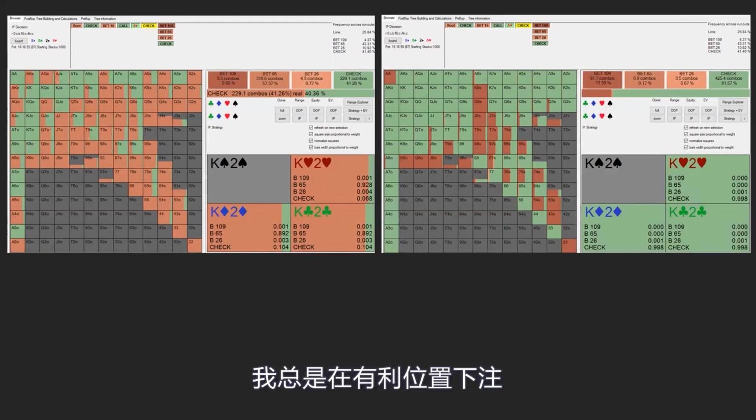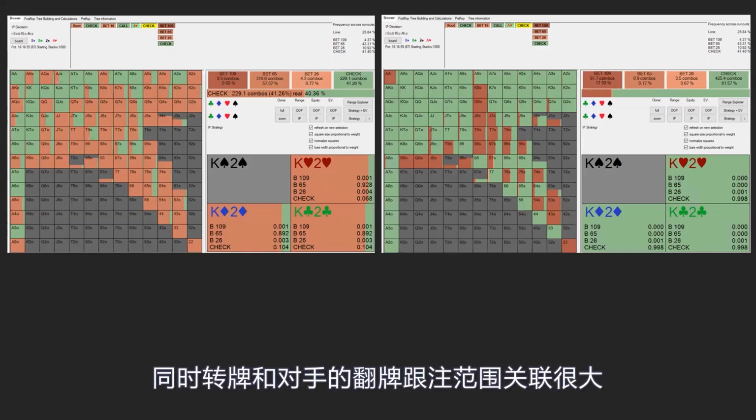I always bet those, RIP. It's because, first of all, villain will have a lot of trips, and also villain's floating range, once he calls the flop, is going to be a bunch of ace-x. So he's going to have overfolded the flop. He's going to have folded some hands. We get to the turn with a wide range, he gets to the turn with a stronger range, and the card connects well with his calling range.